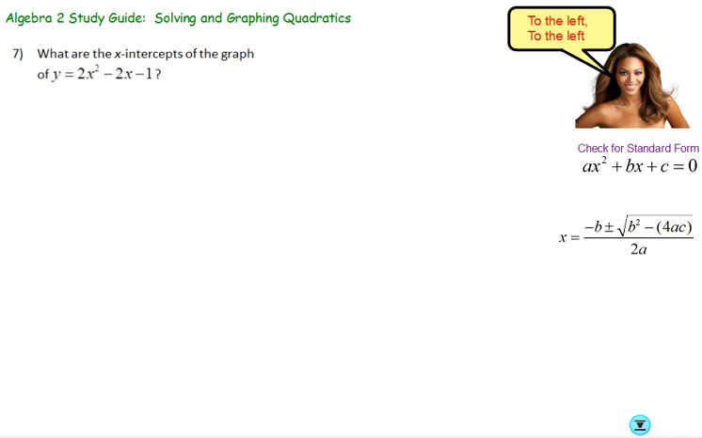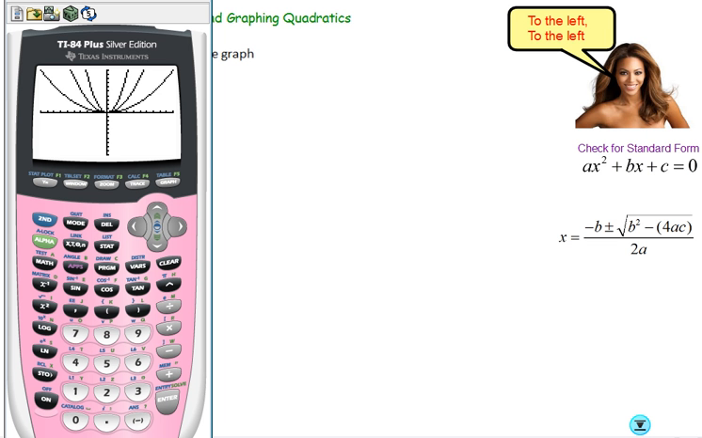Number 7 says, what are the x-intercepts of the graph of y equals 2x squared minus 2x minus 1? Well, what they're asking us there, and maybe we can kind of go back to our graph, clear out these parabolas, is that if we graphed it, they want to know what are the x-intercepts. If you graph 2x squared minus 2x minus 1, what are the x-intercepts? Well, let's graph it.